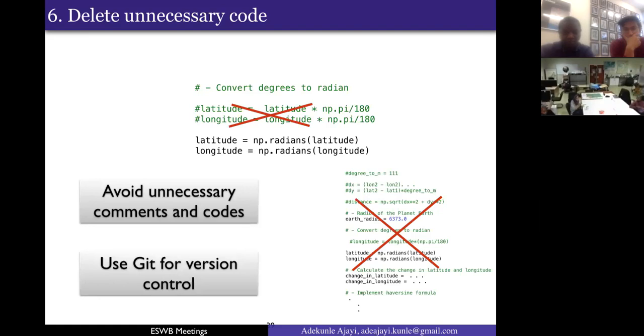And if, for instance, in another dimension, I have actually used this script to convert latitude by multiplying by pi over 180, and I realized that, okay, now np.radians is better.